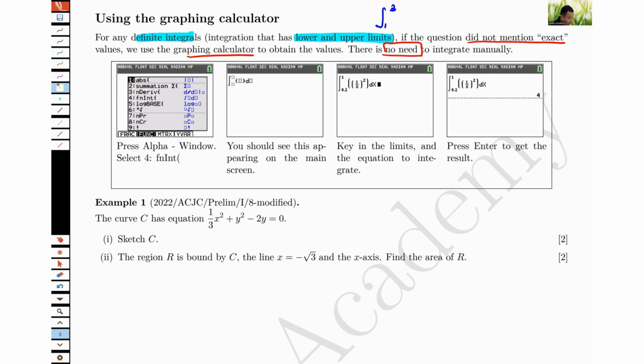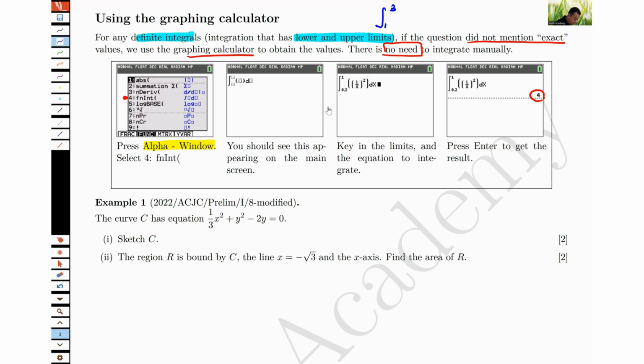So where to get these numbers? When you are on your main screen, you can press alpha window, and there is this integration at number 4. So alpha window, select number 4, and you get integration. I think from here, it's pretty intuitive. You input the numbers and your values of x, and then it will give you a number straight away. So there's no need to integrate, only for terms with definite integrals with limits.